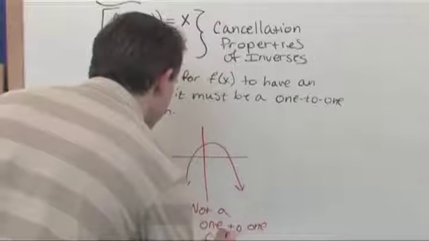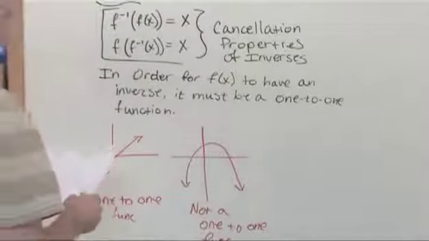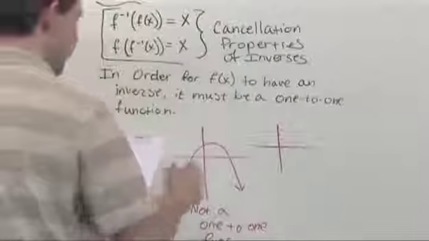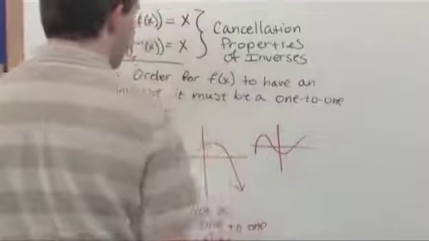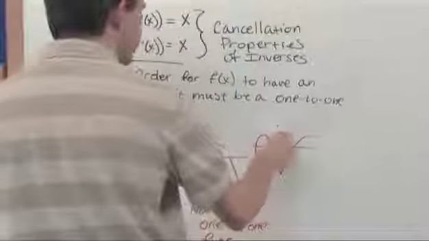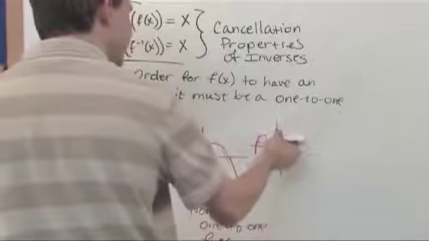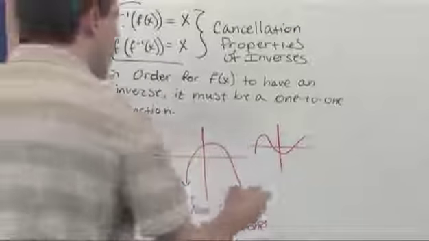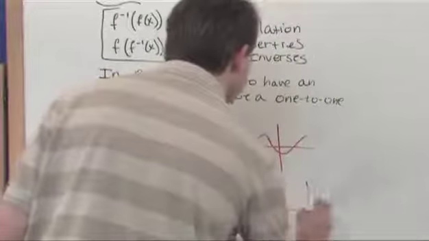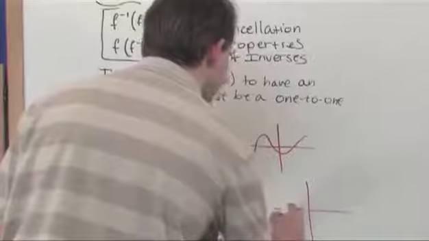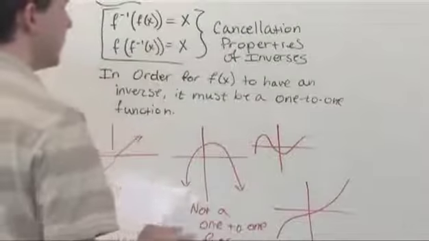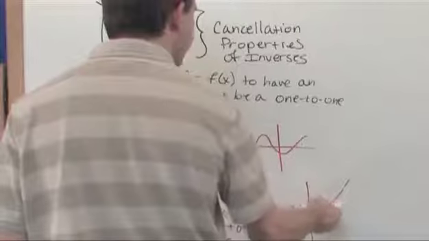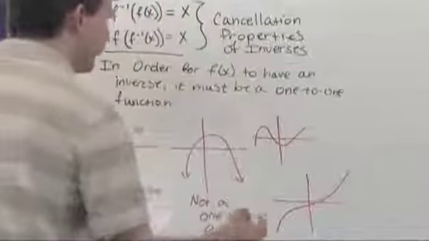Okay? It is a function, but it's not a one-to-one function. And as another quick example, if I had something like this, okay, this passes the vertical line test, so it is a function, but it does not pass the horizontal line test, so it is not a one-to-one function. And finally, if I just wanted to give you one more quick example, if I had something like this, okay, this passes the vertical line test, so it is a function, and it also passes the horizontal line test, so it is a one-to-one function.